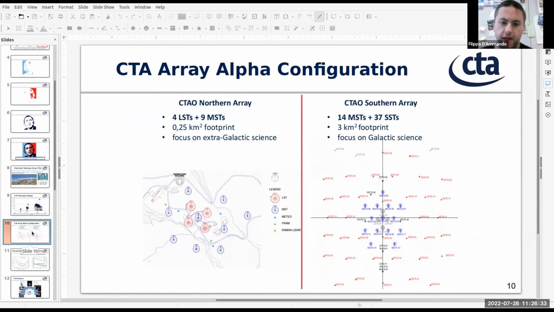And the northern array will be focused mainly on extragalactic science, while the southern array will be focused on galactic science. Of course, this is not so good for LST because the overlap is not so large between the northern array and the southern array, but this is something that, in principle, going ahead with the different configurations for CTA, also the southern array can be more related to extragalactic science in the near future.